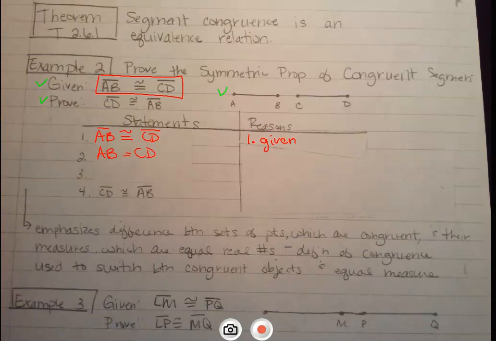Remember, we can use definitions, we can use postulates, we can use any of those things. Would it just be... or would it be reflective? I don't know. Not gonna lie. I think it is symmetric? It's not. This one is just the definition of congruent segments.